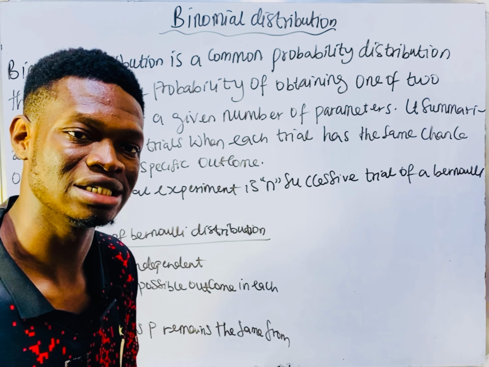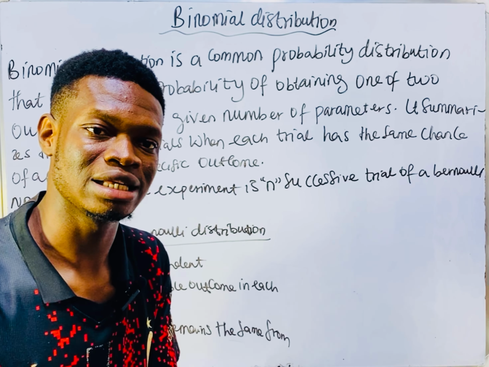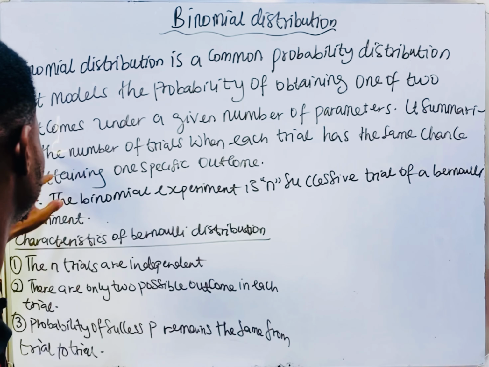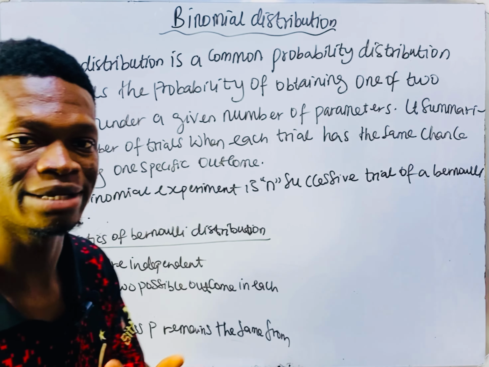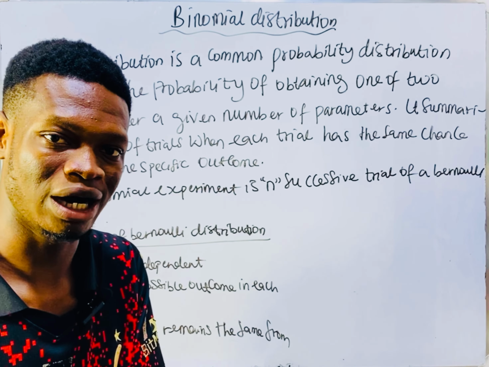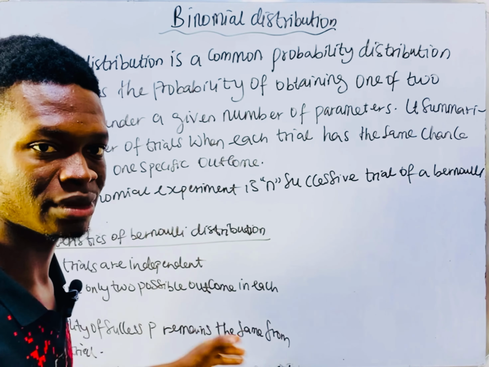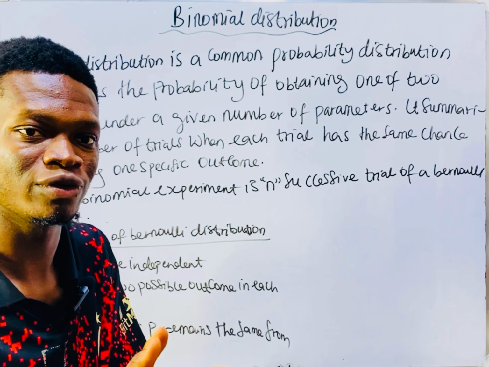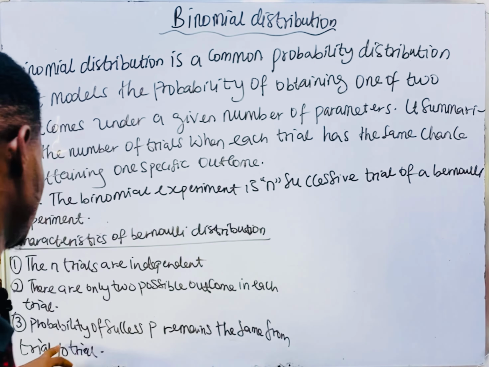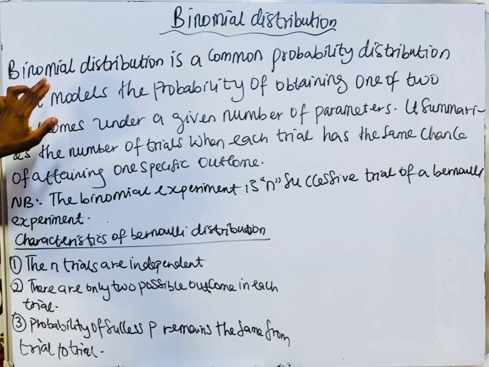The condition is that the trials must be independent of themselves. That's the n trials are independent. And the second is that they must have two outcomes, success and failure. And the third one is that the probability of success will be the same throughout the whole trial. So that's it. So let's read from the board.